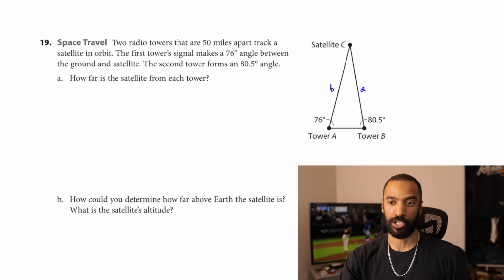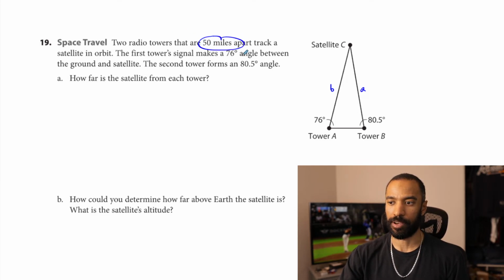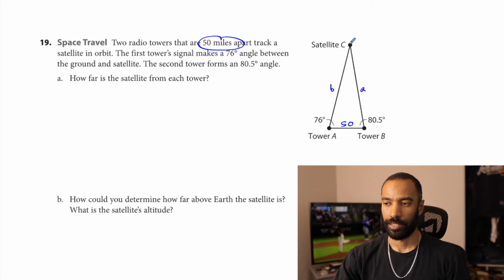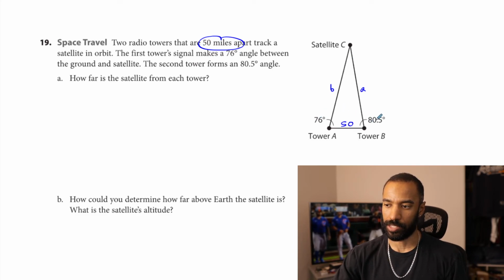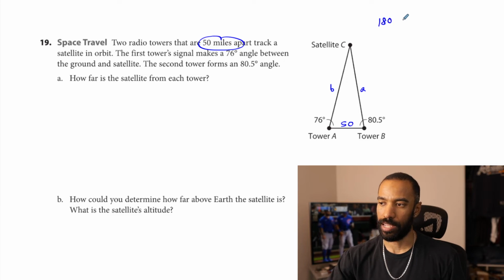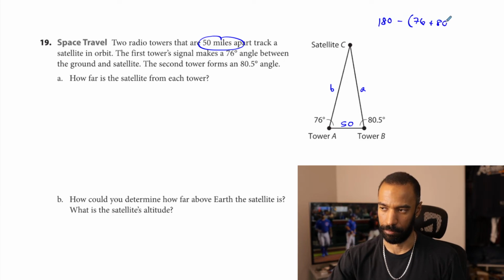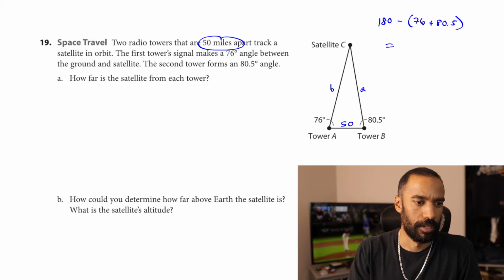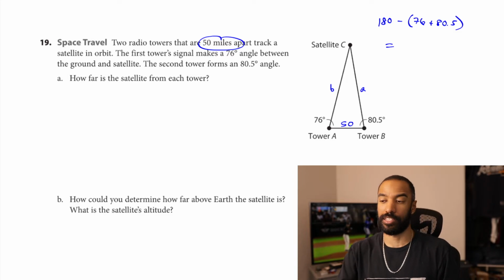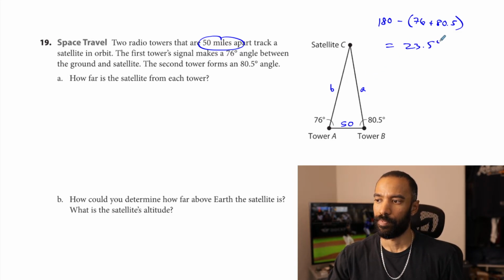And we have enough information for both parts of C. Two radio towers are 50 miles apart. These are 50 miles apart. That's side length c, the side opposite the angle. And the angle measure can be found by adding this plus this and taking 180 minus that whole thing. So 180 minus 76 plus 80.5 is 23.5, and that's exact. So 23.5 degrees right there.